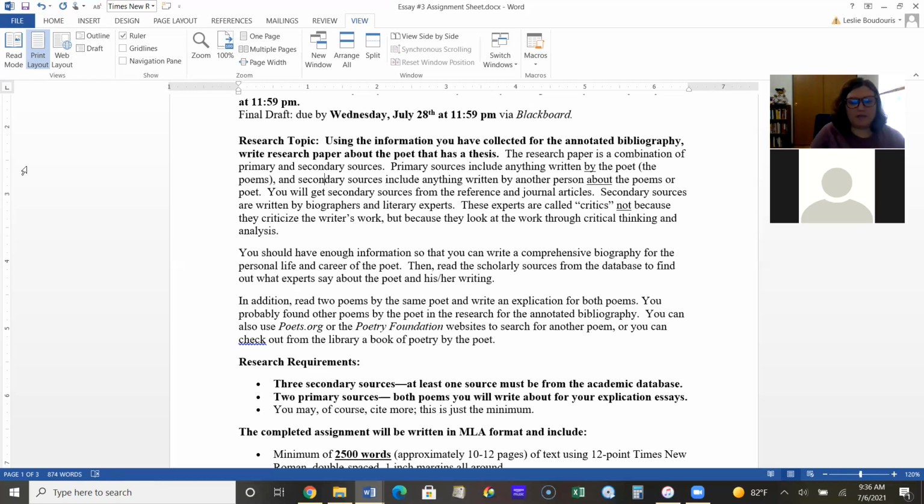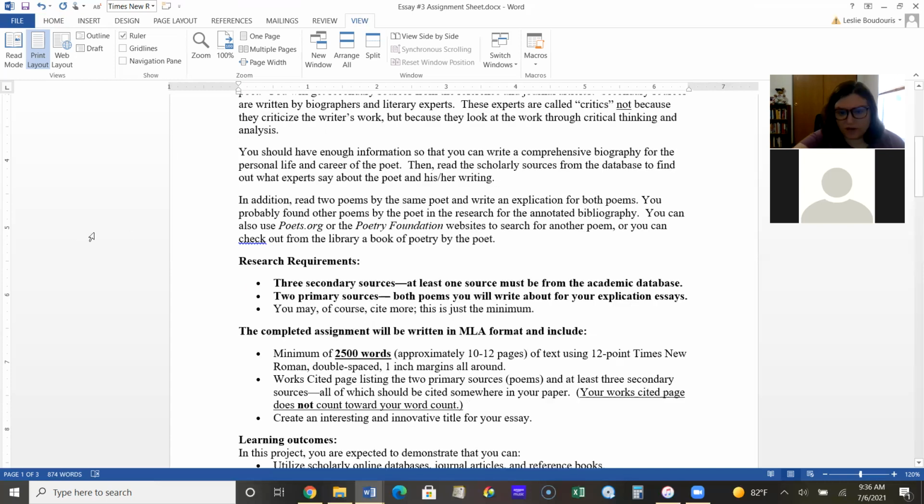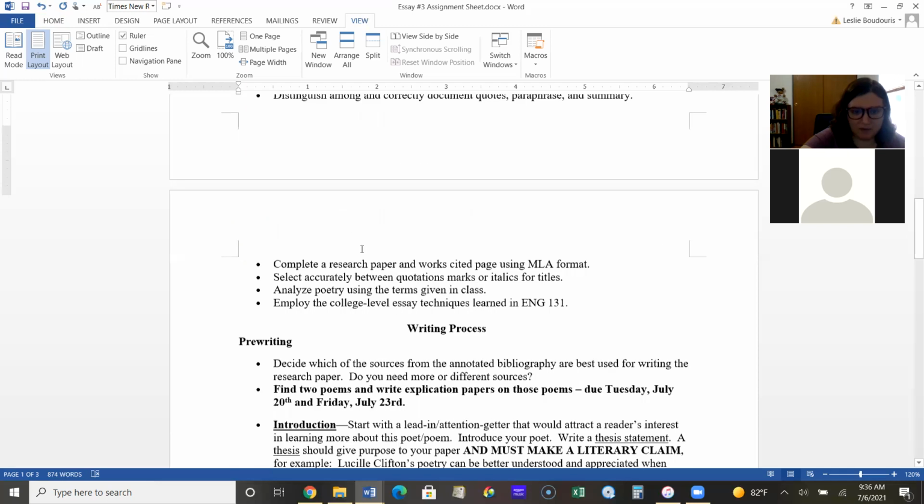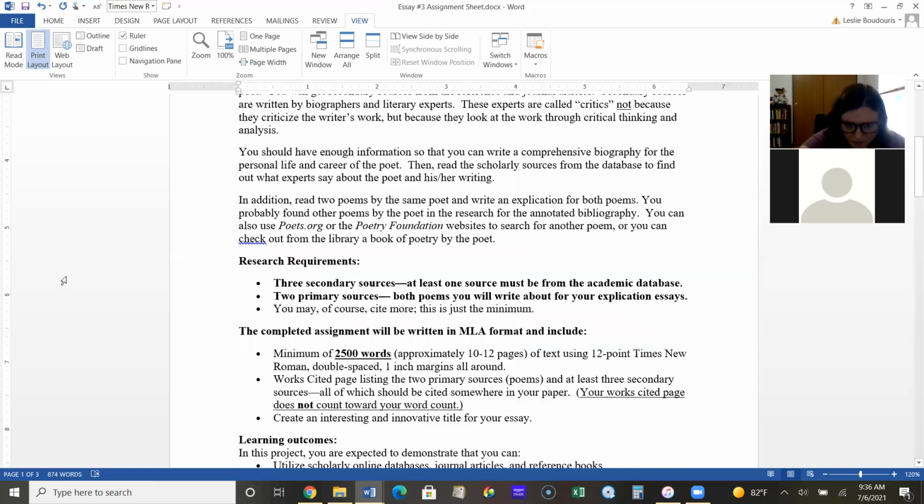So the primary sources are the things written by the poet themselves, the poems, and then secondary sources are written by other people about the poems. And so I'll talk next week about where you find research, how to find that information on Lewis and Clark's website and other places, in case you are not familiar with research or Lewis and Clark's database yet. You should have enough information that you can write a comprehensive biography of the personal life and career of the poet. And I have a lot of the breakdown at the bottom. I'll get to that in a moment. And again, it's really important.